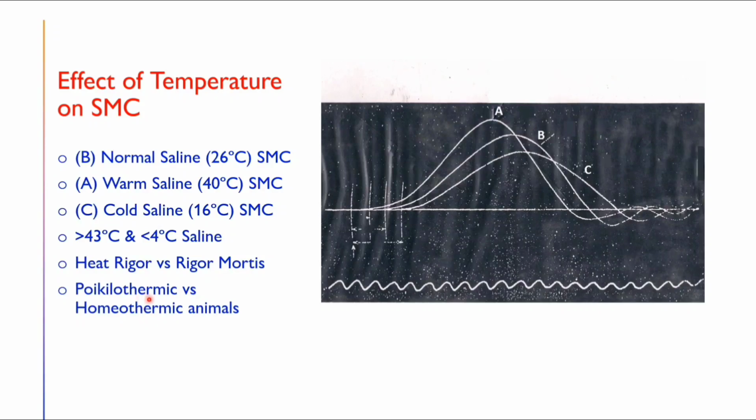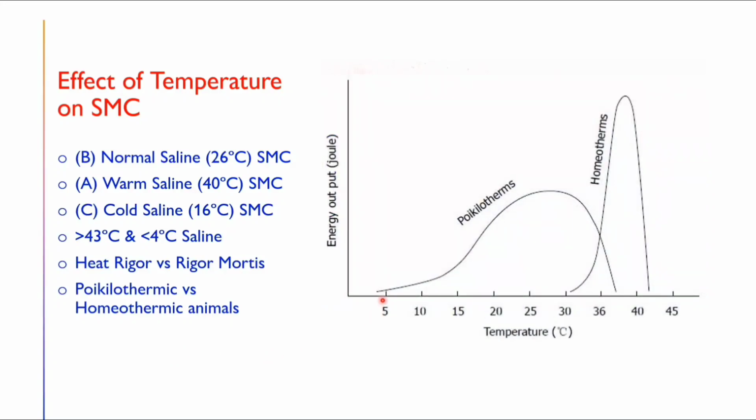So we can see the muscle performance may change in poikilothermic animals, but muscle performance does not change in homeothermic animals, because their body temperature is usually constant because of the temperature regulating mechanisms in their body. So that is the importance of the effect of temperature on simple muscle curve. Now this is a graph. If you want to see the graph of poikilothermic and homeothermic, in poikilothermic animals the temperature is varying too much, so there is a wide spread of the poikilothermic graph. While in homeothermic animals the temperature is usually constant, so there is a high concentration at a particular temperature.